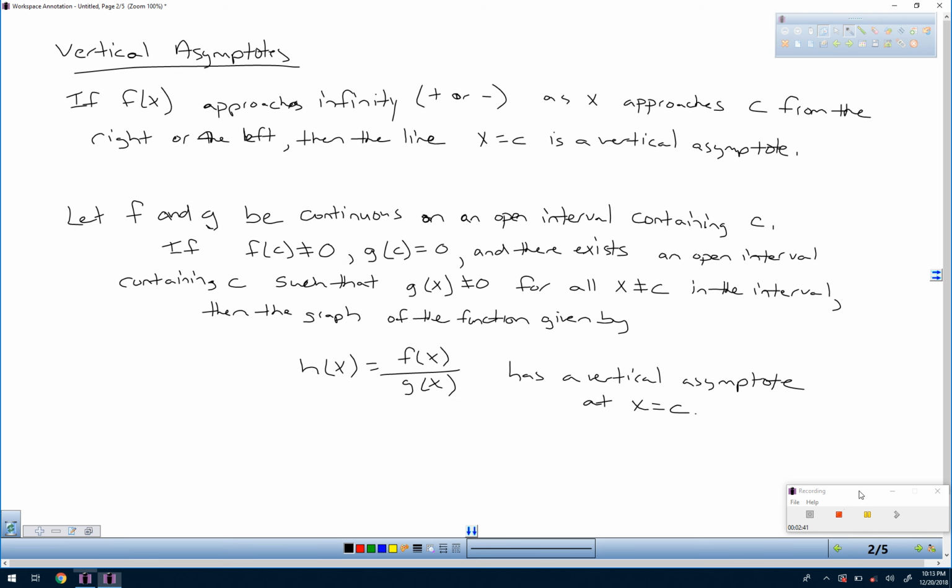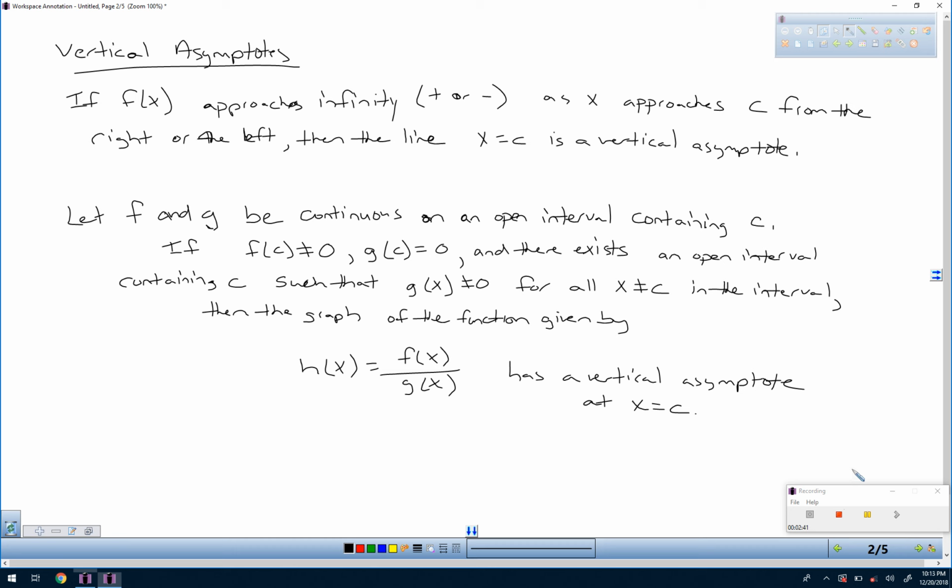Let's just talk about the definition of vertical asymptotes. If your function approaches infinity, whether positive or negative, as x approaches some value c from the right or left, the line x equals c is a vertical asymptote. Another way of thinking about it: let f and g be continuous on an open interval containing the point c. If f of c is not equal to 0, g of c is equal to 0, and there exists an open interval containing c such that g of x does not equal 0 for all x not equal to c in the interval, the graph of the function given by h of x equals f of x over g of x has a vertical asymptote at x equals c.